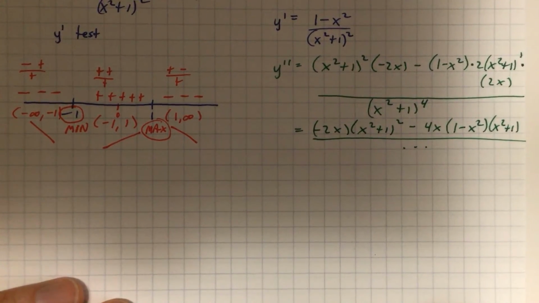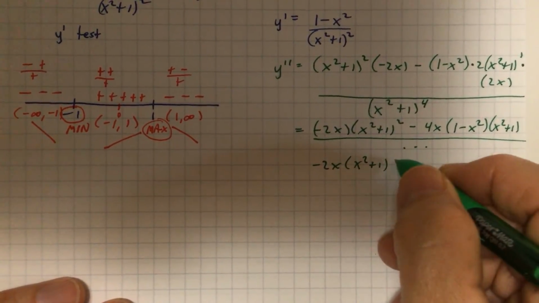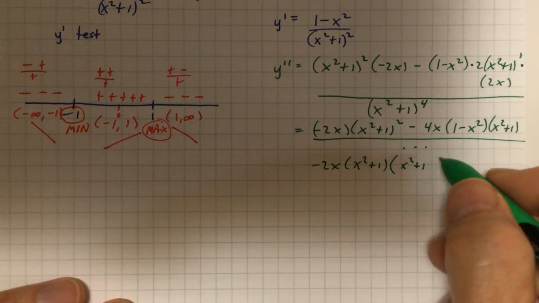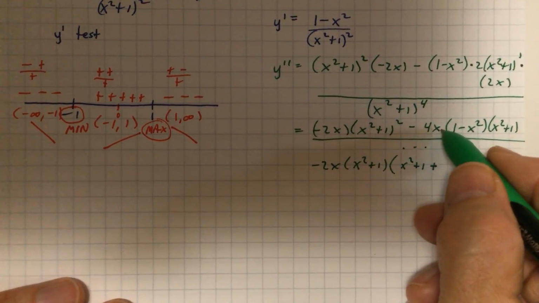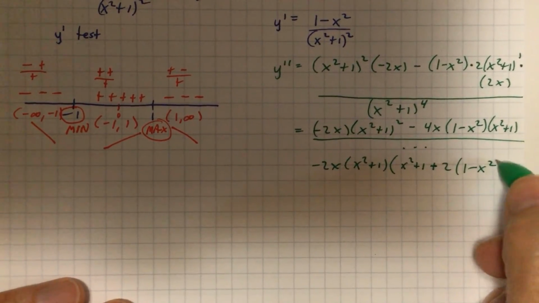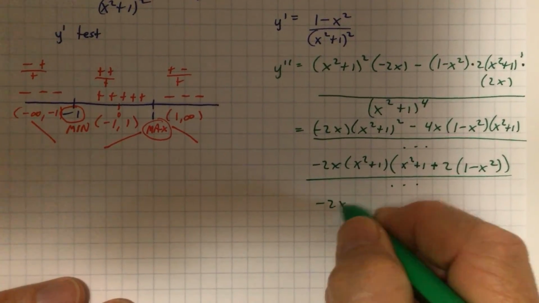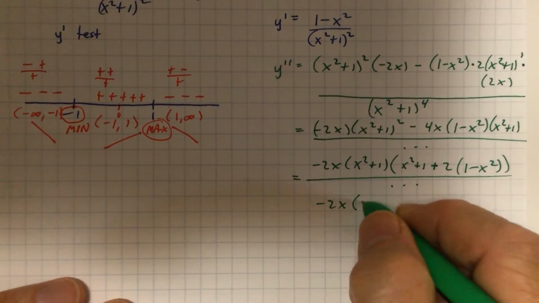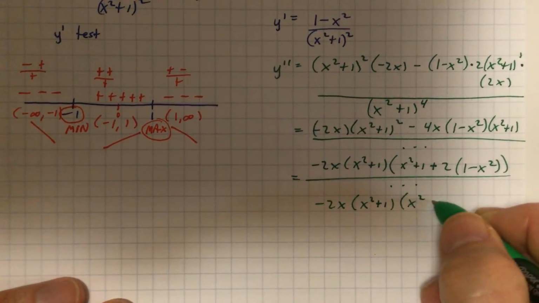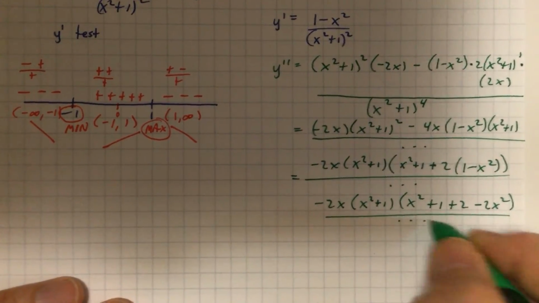Can we factor anything out? We could factor a negative 2x out, and we could also factor an x squared plus 1 out. And what that leaves is another x squared plus 1 there. And then we have plus, because we factored out a negative 2x, plus 2 times 1 minus x squared. This just makes our lives a little bit easier, keeping track of the algebra here. And then let's simplify this a little bit more. Negative 2x times x squared plus 1, which will be a factor that's always positive. And then we have x squared plus 1 plus 2 minus 2x squared, all over dot, dot, dot.